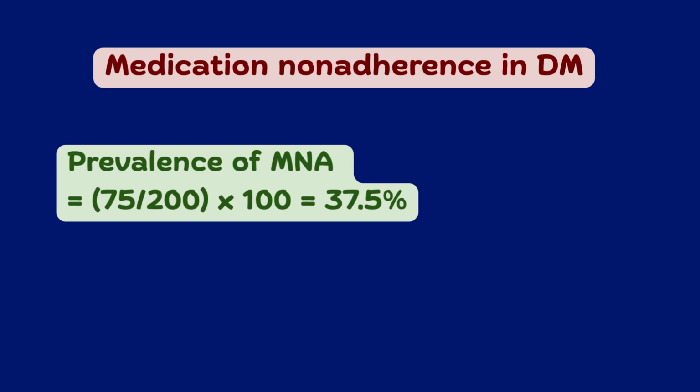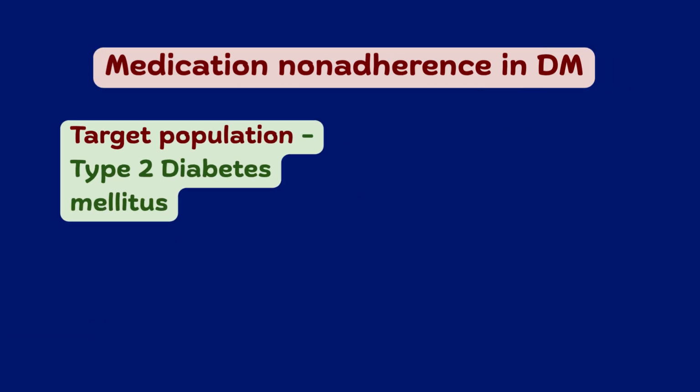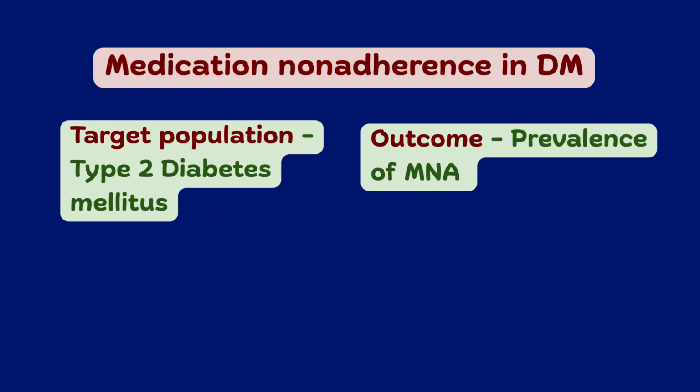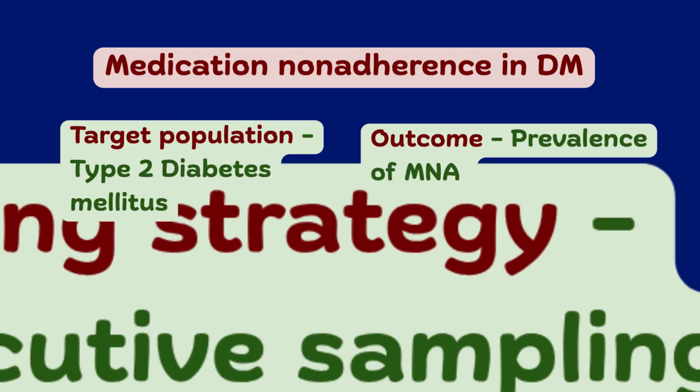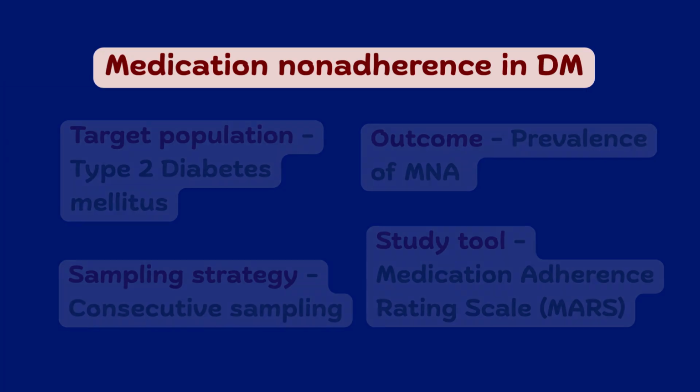They calculated prevalence using the above formula as 75 divided by 200 multiplied by 100 is equal to 37.5 percent. The 95% confidence interval was calculated using an online tool as 30.8 to 44.6 percent. In this study, the key elements can be summarized as target population, patients with type 2 diabetes mellitus; outcome, prevalence of medication non-adherence; sampling strategy, consecutive sampling; and study tool, medication adherence rating scale.